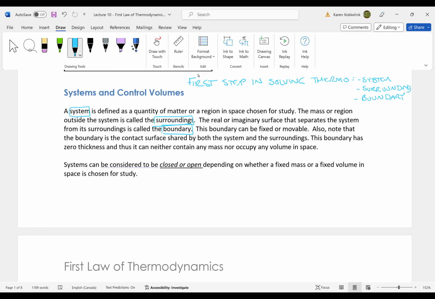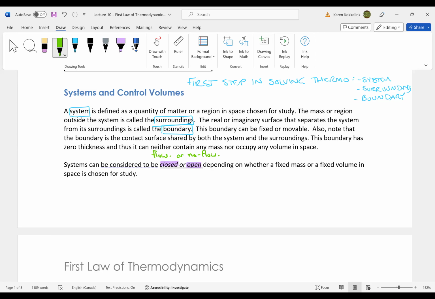Systems can be considered closed, or systems can be considered open, depending on what you define as your system and its surroundings, and depending on whether a fixed mass is inside it or a fixed volume is chosen. They can also have flow into and out of the boundaries or no flow. So these are the types of systems we can solve in thermodynamics.